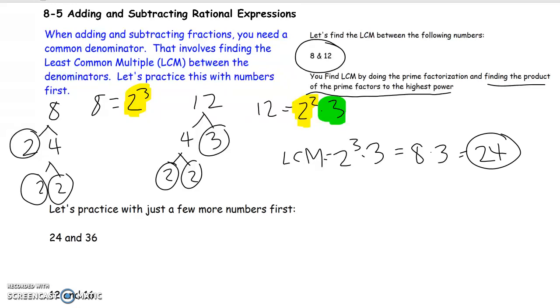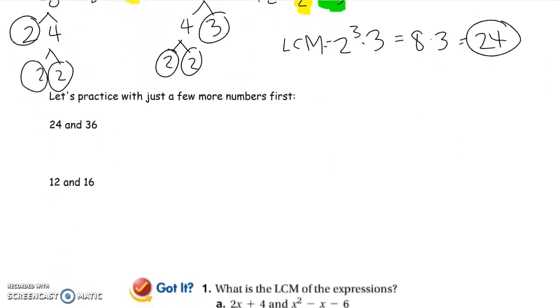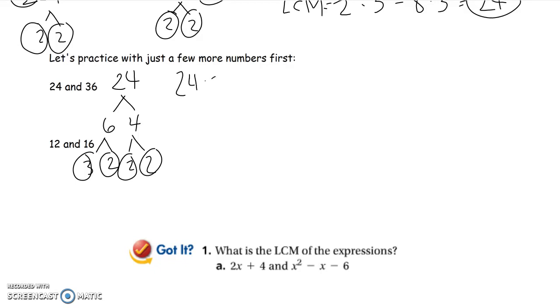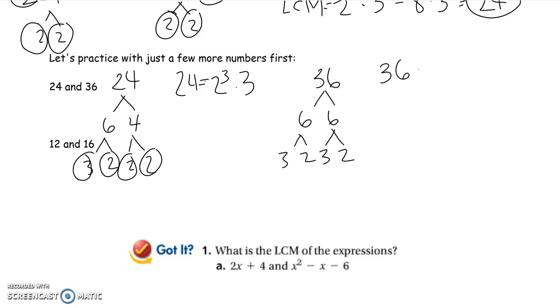We'll do one more example. So the least common multiple between 24 and 36. So 24 can be factored as 6 times 4, which is 3 times 2 times 2 times 2. So 24 can be written as 2 cubed times 3. 36 can be factored as 6 times 6, which is 3 times 2 times 3 times 2.